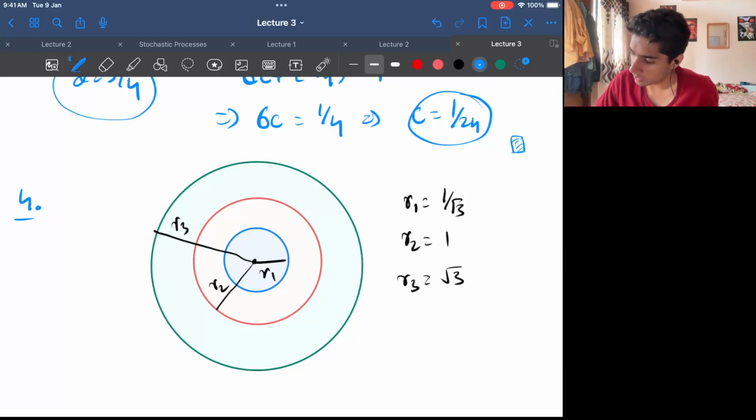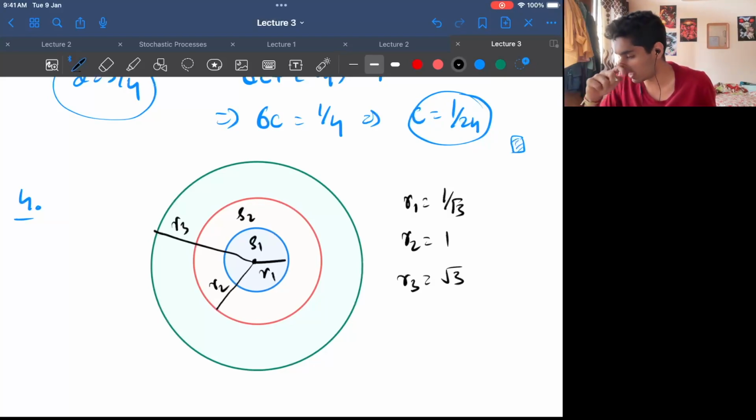If you hit the innermost circle, you score some points. Let's call that S1. So this is the score if you hit the innermost circle. If you hit the region that is outside the blue circle but inside the red circle, you score S2 points. And if you hit the region between the red circle and the green circle, you score some score S3.